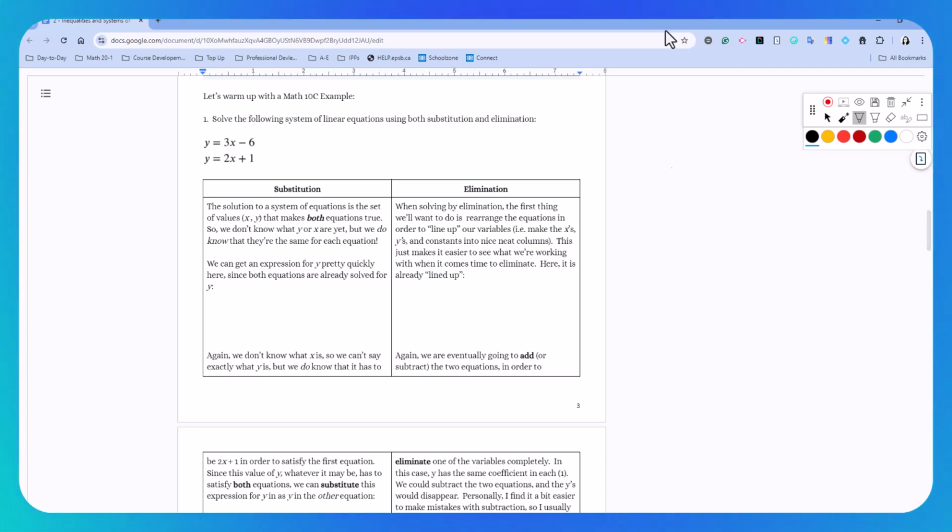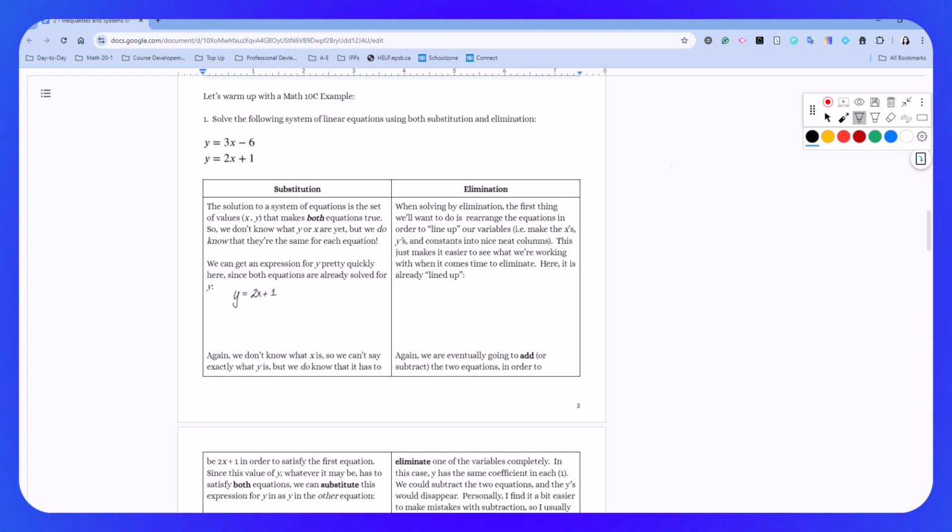Okay. So we have this system of equations, y equals 3x minus 6, and y equals 2x plus 7. Now in this one, it's actually pretty quick to get rid of them because these both already have y on one side. So we get to pick our favorite. Let's pick y equals 2x plus 1. So we didn't even have to do anything. We already have it solved for y.